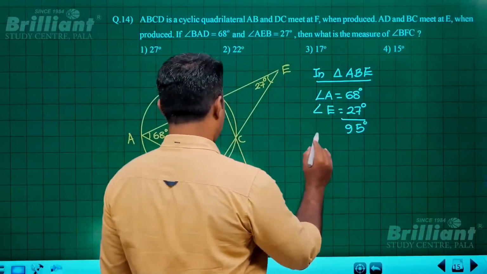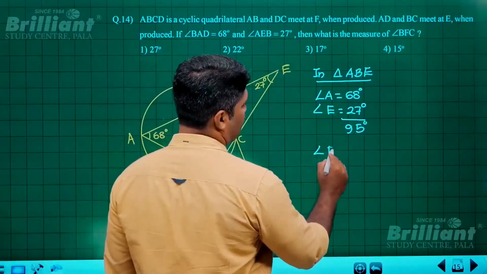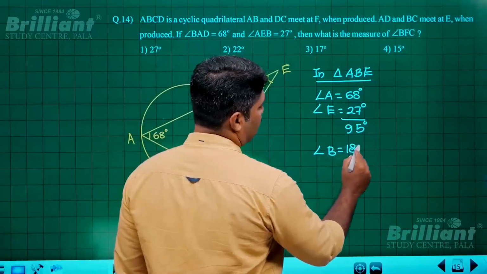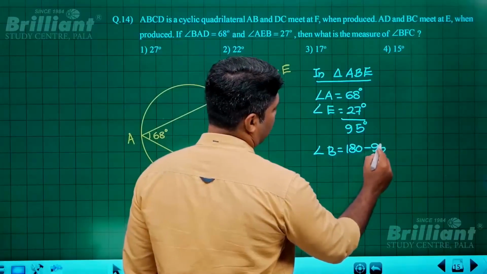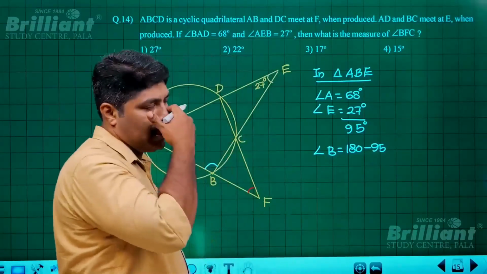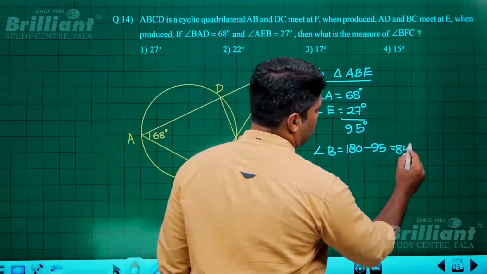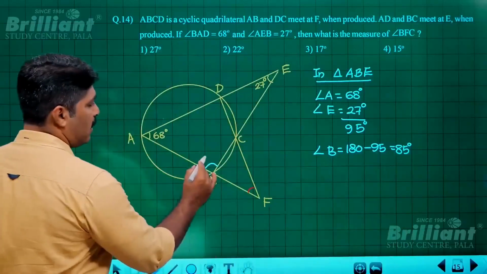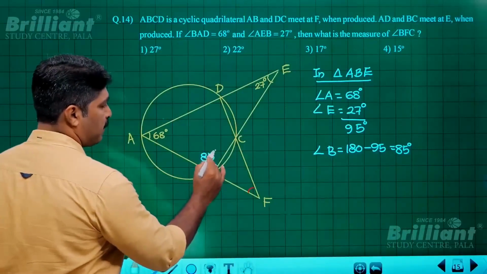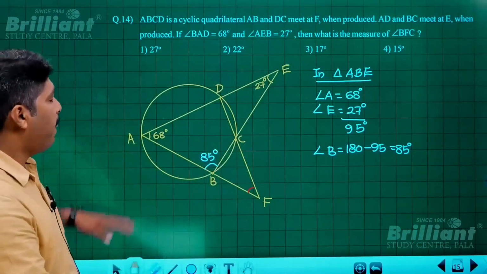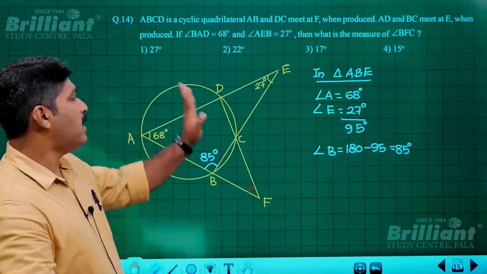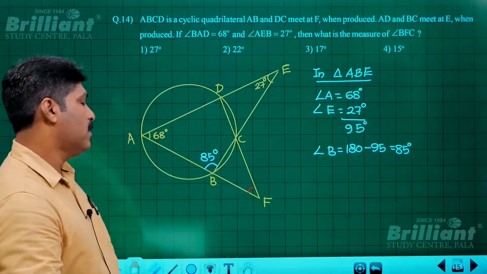Therefore, what is the angle B here? So angle B, that is 180 minus 95. Correct? 180 minus 95, so that's equal to 85 degrees. So this angle is 85 degrees. So then we know that this ABCD is a cyclic quadrilateral.